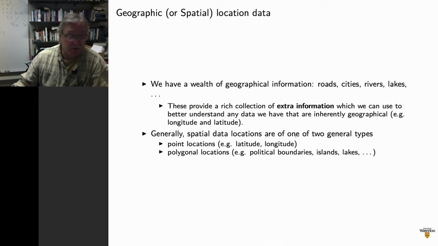So spatial data locations are of two general types, and that's what we're going to be talking about mainly today: location. That is point location, just the exact point value of where it is, latitude and longitude, and also polygonal locations, and these are used for islands and lakes and also for political boundaries, somewhat more artificially.